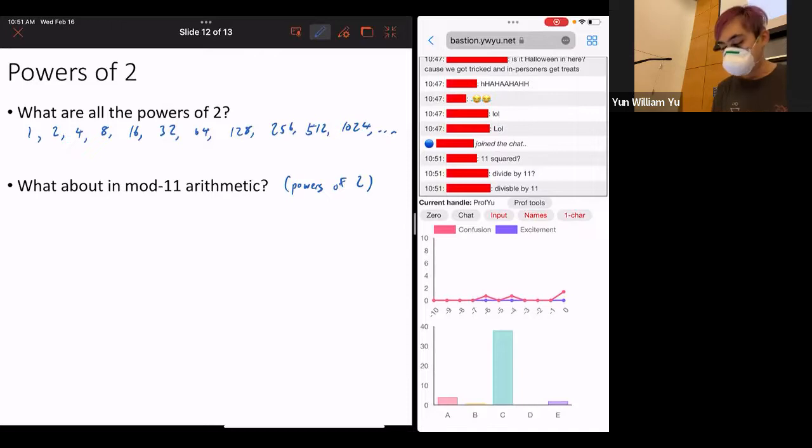So we're going to start out with a 1. You're going to double it, you get a 2. You double it, you get a 4. You double that, you get an 8. What happens when I double 8? But what else is that equal to in mod 11? Yes, that's 16, but that's also equivalent to 5. What's next? Anyone?